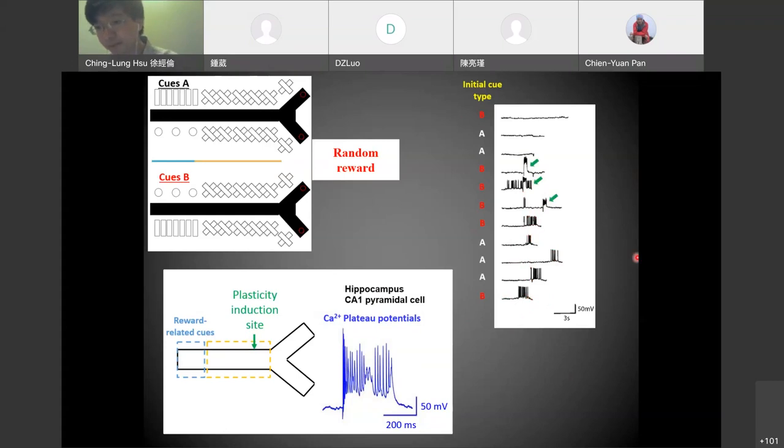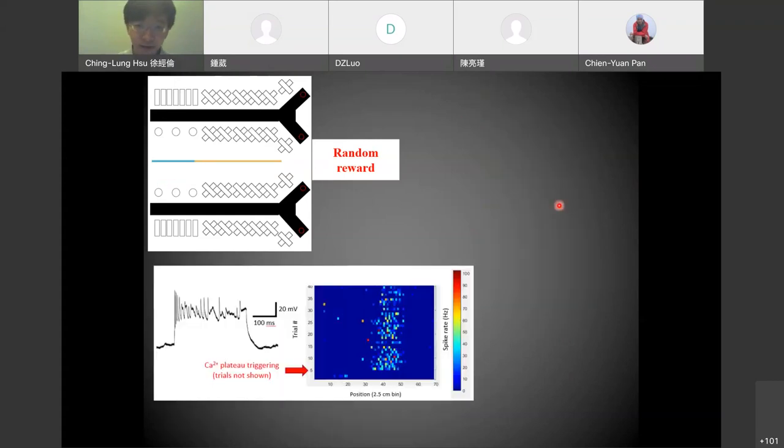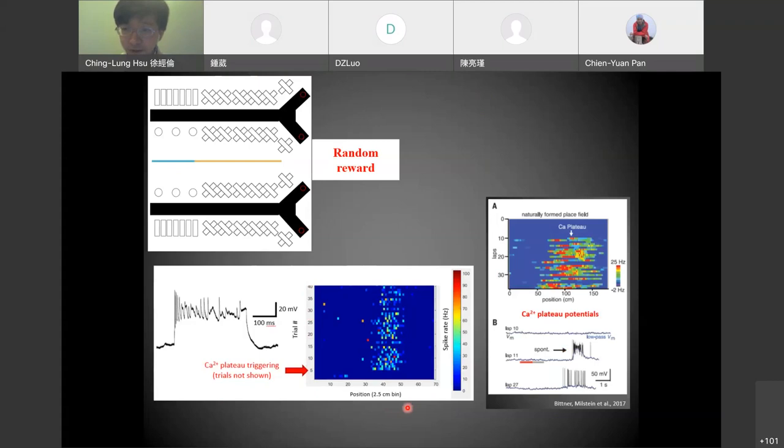But if we map that activity back to position, you will see this is firing at the same place. If I do that and show you the firing as a heat map for individual trials or laps, you see right after the calcium plateau triggering, there's a very robust firing activity established at the same position in the virtual reality environment, which is very similar to what we just saw in the passive task scenario, where the place field is firing almost in every trial.